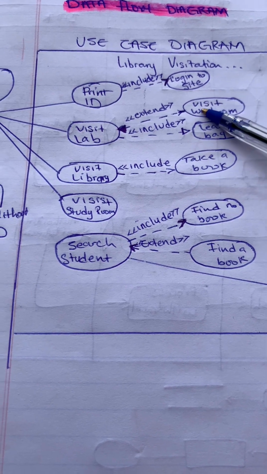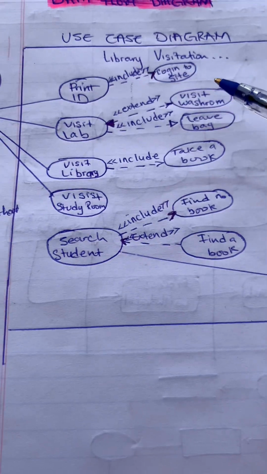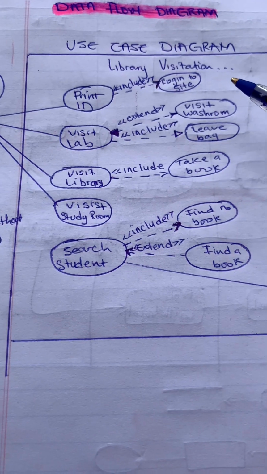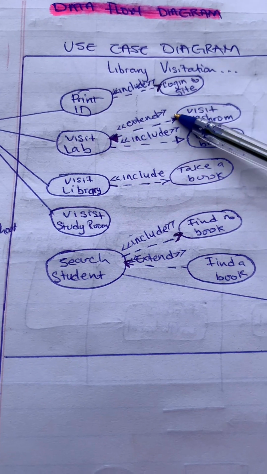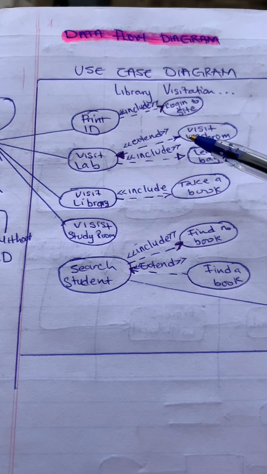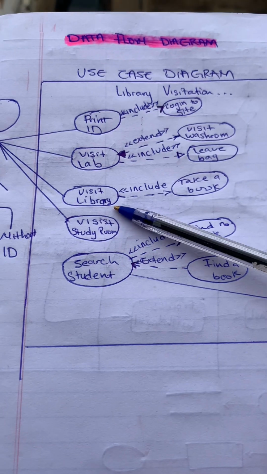But when it comes to visiting the washroom, it's not everybody that visits the library and visits the washroom as well. You can choose to visit the washroom if there's a need. So that becomes an extend use case, and for the extend use case, the arrow points to the base use case. The same applies to this place.